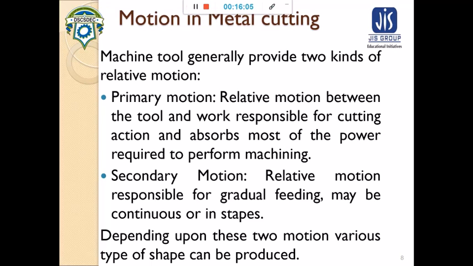Sorry, in case of milling machine, there is a rotating motion of the tool and there is reciprocating motion of the workpiece. That rotational motion of the tool in case of milling machine is the primary motion, and that linear motion of the workpiece is the secondary motion in case of milling machine.